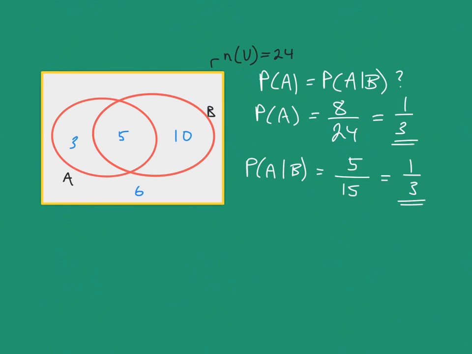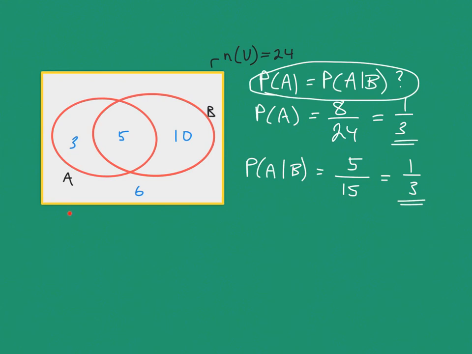So in this case, this is actually true. The probability of A is the same as the conditional probability. So even though these have an intersection, the intersection is not empty. So these are not mutually exclusive events, but they are independent events. And the reason for that is the probability of one event does not change the probability of the other.